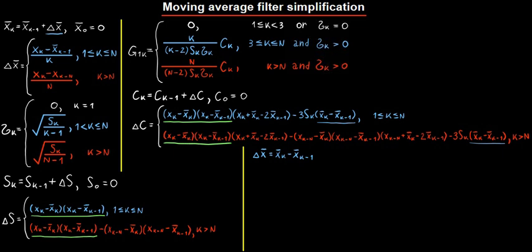Let's call the term delta S1. Also, the negative difference between the oldest measurement and the current average times the difference between the oldest measurement and the previous average appears twice, here and here. Let's call the term delta S2.